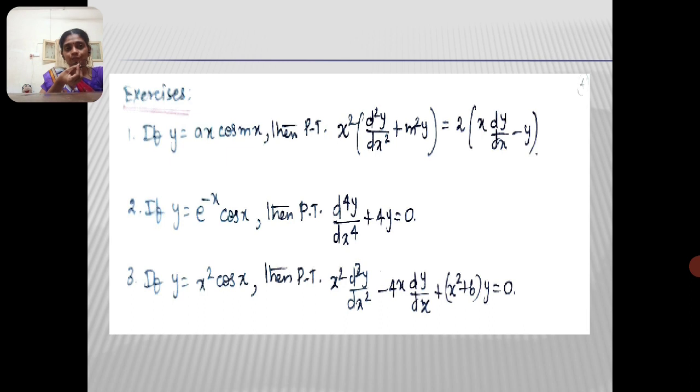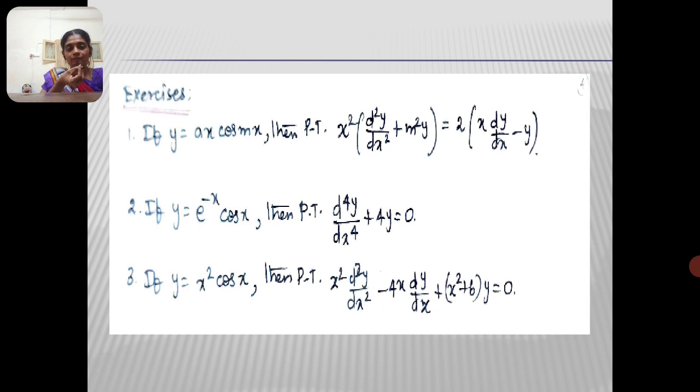These are the problems given as exercises. So in the first problem, if y equal to a x cos mx, then we have to prove x² d²y/dx² plus m² y equal to 2x dy/dx minus y. So here we have given y as a x cos mx. So we have to find dy/dx and then d²y/dx². And on simplification, we will arrive at this answer.